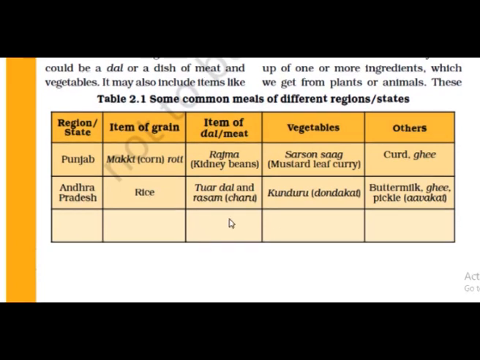Children, you have to fill up this column according to your region. If you are in Maharashtra, what kind of food do you eat? You must be eating chapati. So you have to fill up the column.